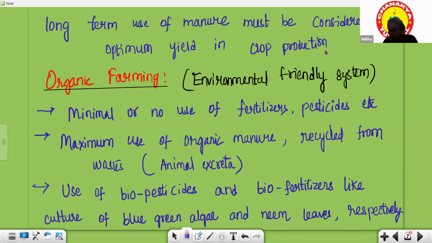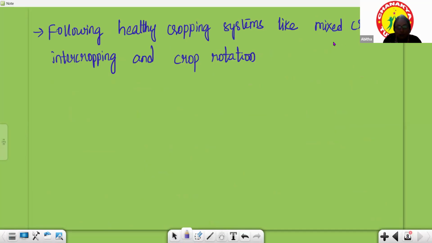So what is organic farming? In organic farming, we use zero fertilizers or minimal use of fertilizers. Instead of fertilizers, we use organic manure, which is recycled from waste. What type of cropping systems do we follow? Mixed cropping, intercropping, and crop rotation. We follow these for healthy cropping systems.